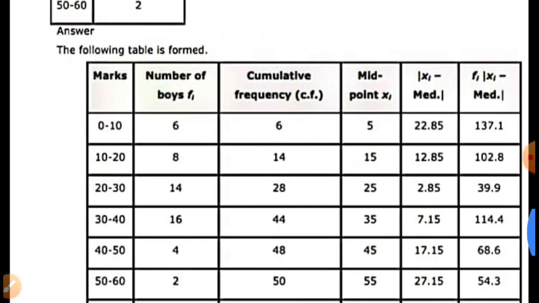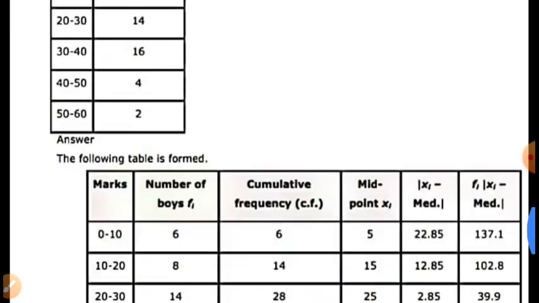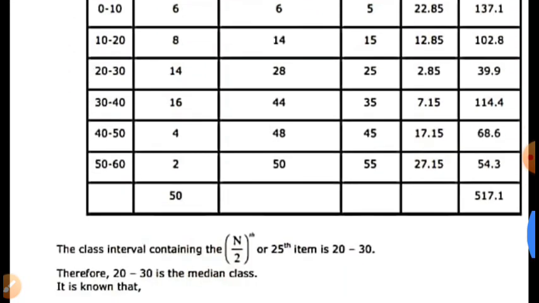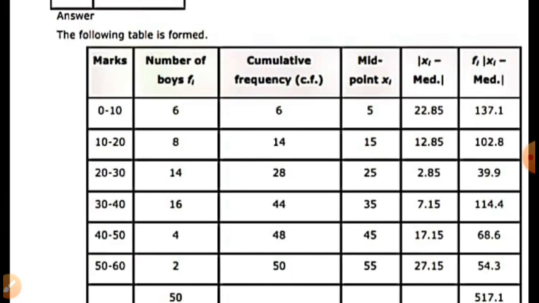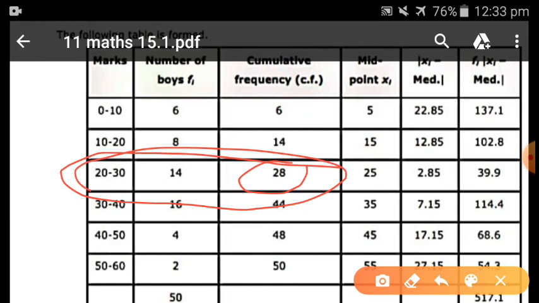Now let us go further. How do we find the mean deviation about the median for a continuous frequency distribution? The data is given to you like this, 0 to 10 is 6. Here you need to find the cumulative frequencies. The cumulative frequency you got is 50. 50 by 2 is 25. Where do you have the first cumulative frequency more than 25? This one. So this row becomes the median class.